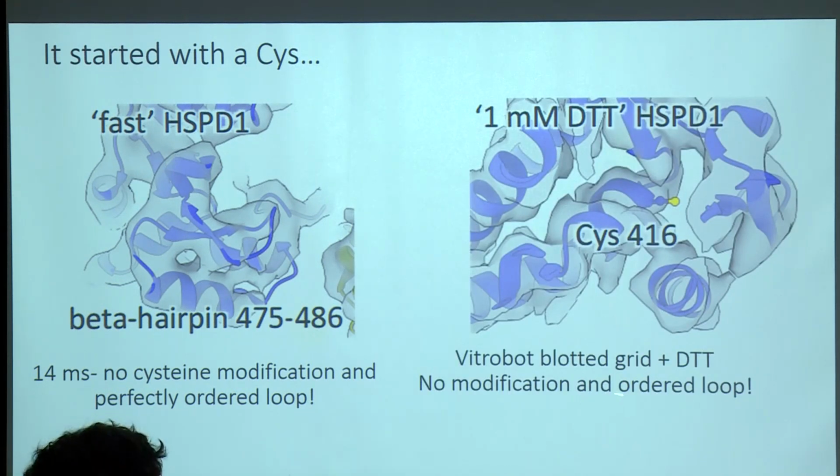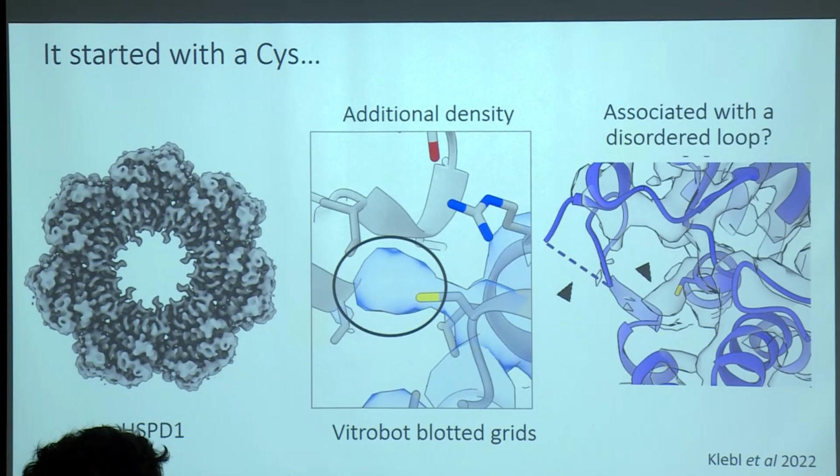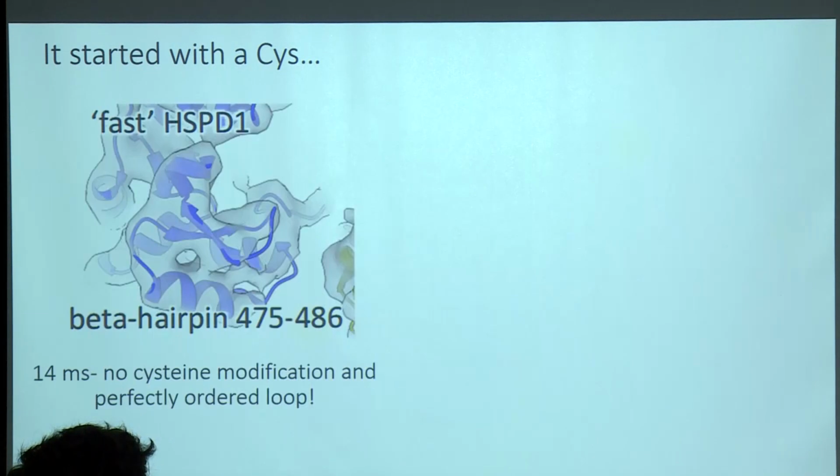We also happen to have a Vitrobot grid. We've solved a lot of HSBD1 structures at this point. So we also happen to have one where we'd added DTT into the buffer, whereas in the previous ones there wasn't any reducing agent. And lo and behold, once again, we saw that there was no modification on the cysteine, and we had this beautiful ordered loop region. So this immediately got us thinking, maybe this suspicious additional density is a product of oxidation.